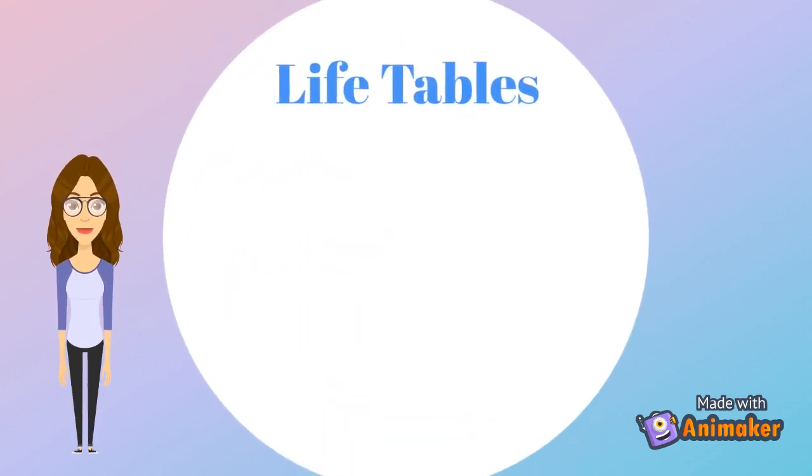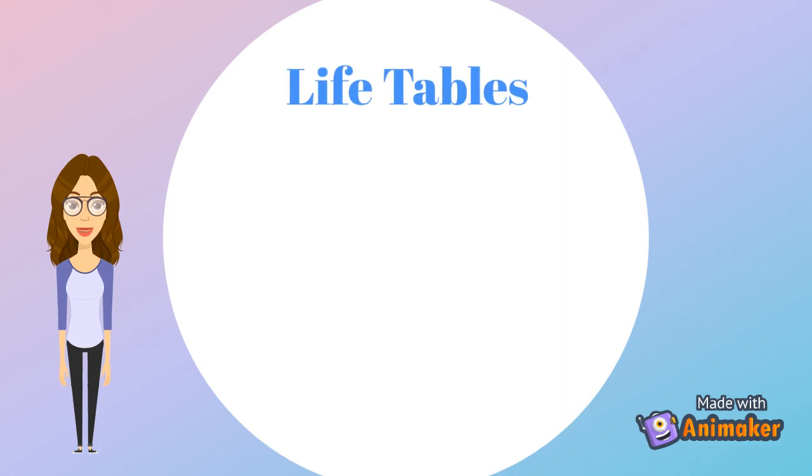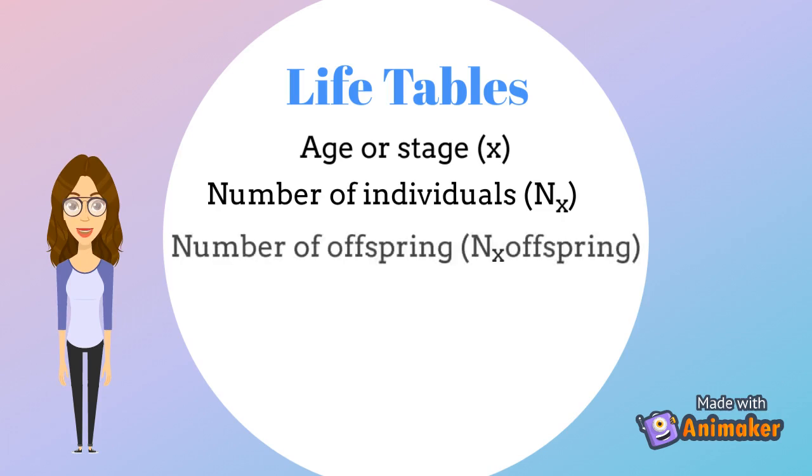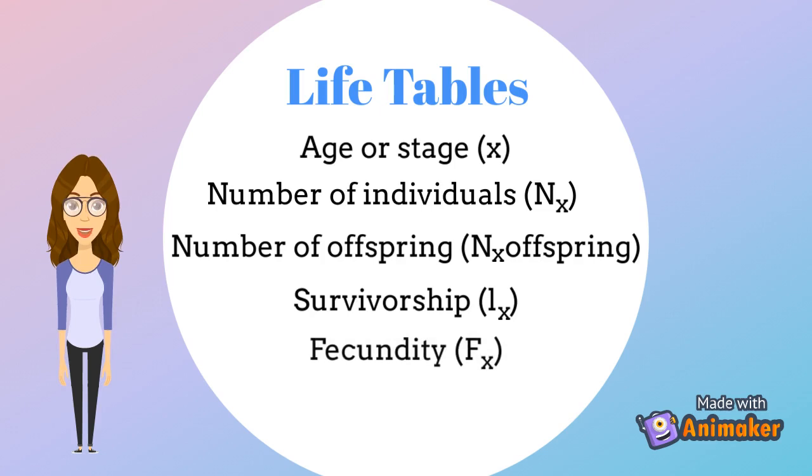Next is the concept of life tables. Life tables commonly include the age or stage, denoted as x, the number of individuals in each age, which is denoted n sub x, the number of offspring, n sub x offspring, the survivorship or number of individuals which survive to the next age class, denoted L sub x, and fecundity or the number of offspring produced per individual surviving, or F sub x.